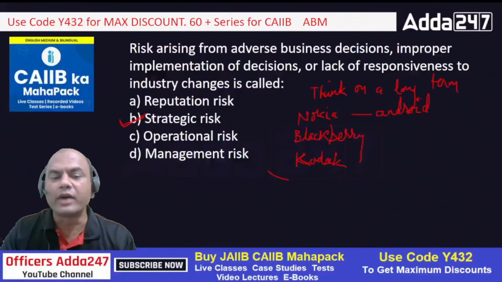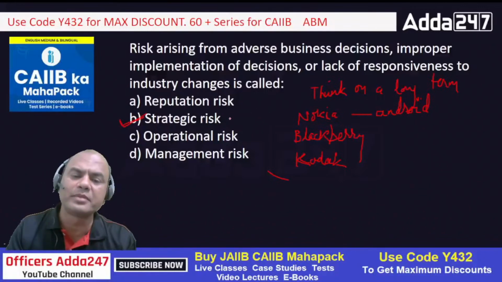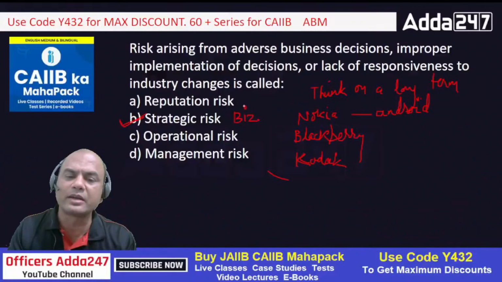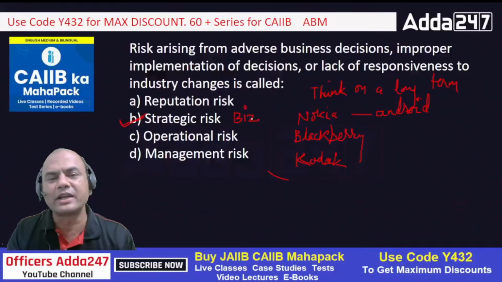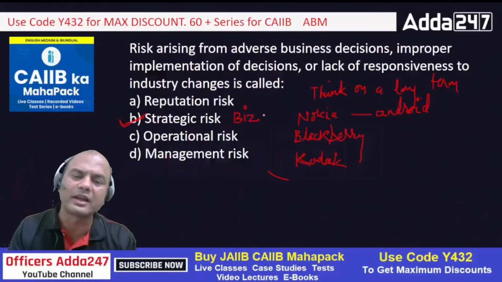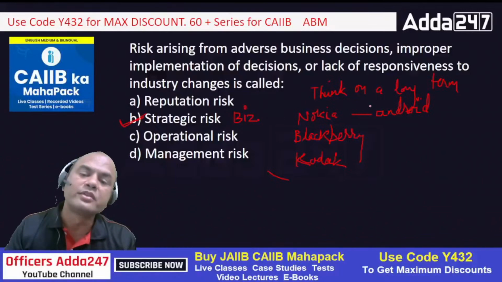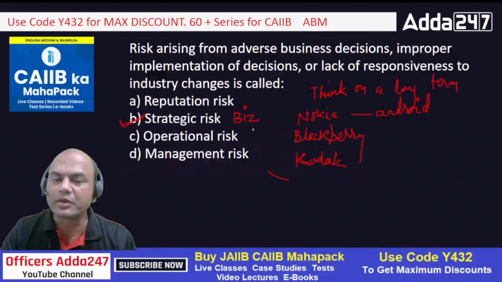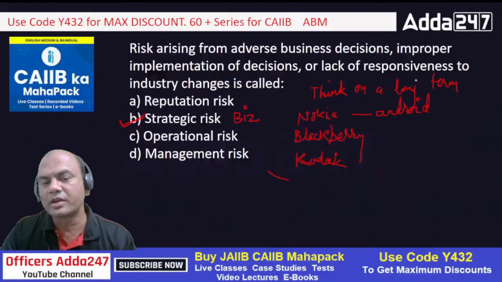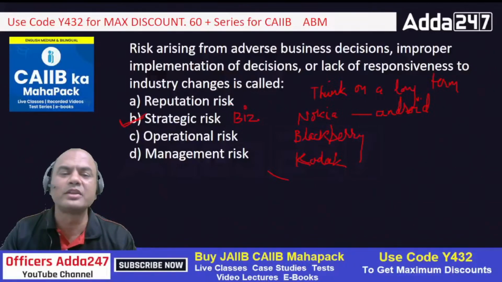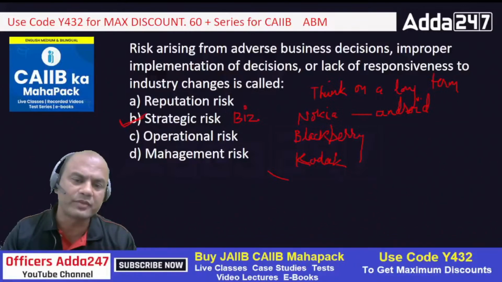Why strategic? Because its other name is business risk. We also call this business risk. Biz risk, I'll write. The actual word is B-U-S-I-N-E-S-S, but I'll write it biz risk. So this means I'm not able to think in the long term. What is reputation risk? I told you earlier, some negative news in the newspaper, media, right?